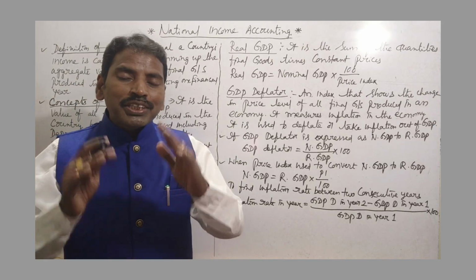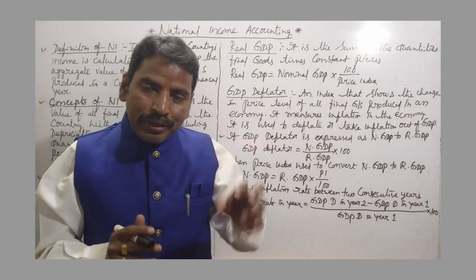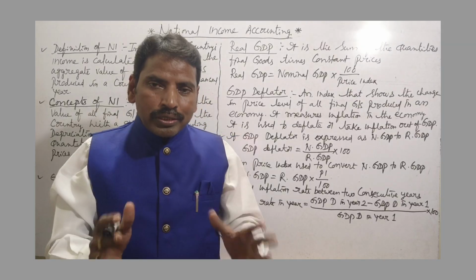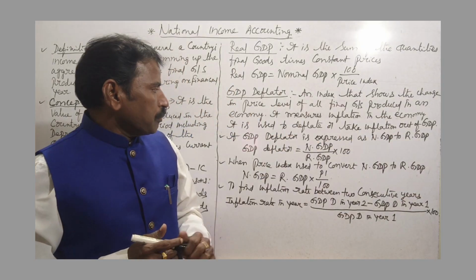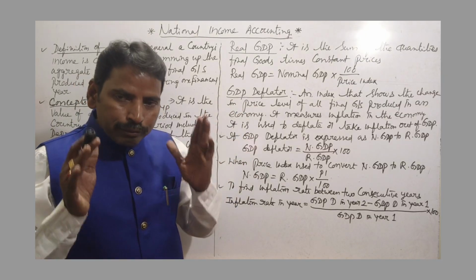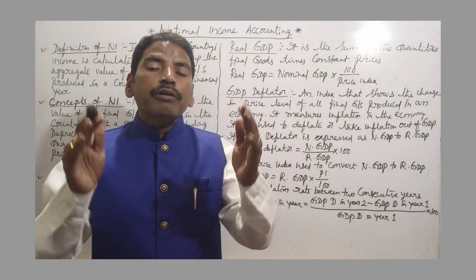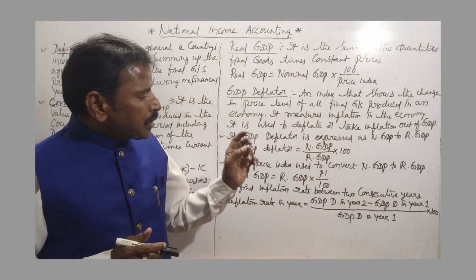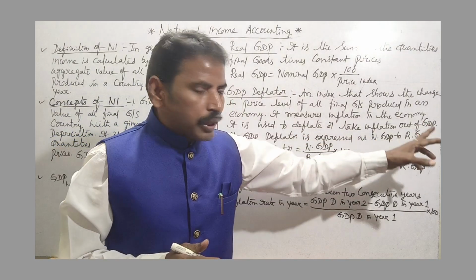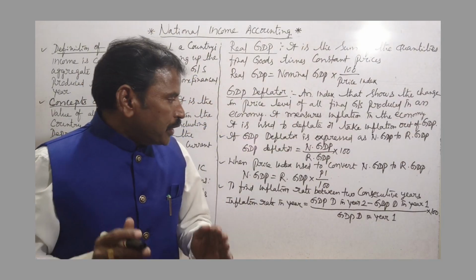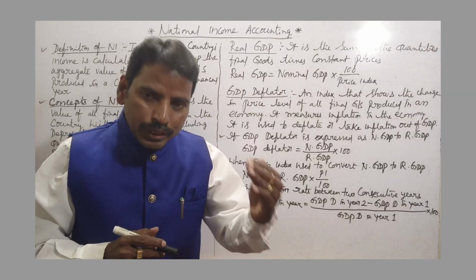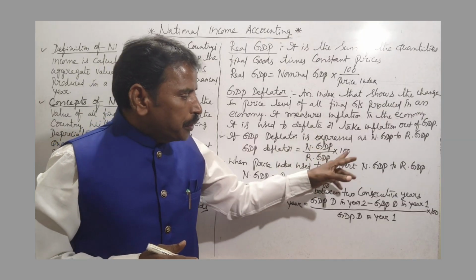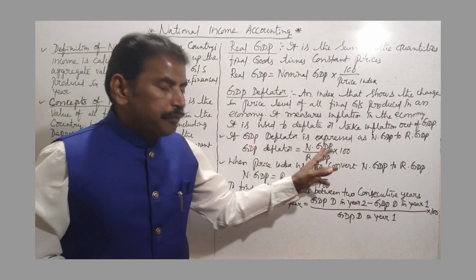So it measures inflation in the economy. Inflation means continuous rise in price level. GDP deflator is used to deflate or take inflation out of GDP. If GDP deflator is expressed as nominal GDP to real GDP, then GDP deflator is equal to nominal GDP divided by real GDP into 100. Then you will get GDP deflator.